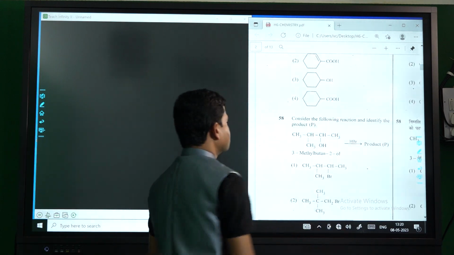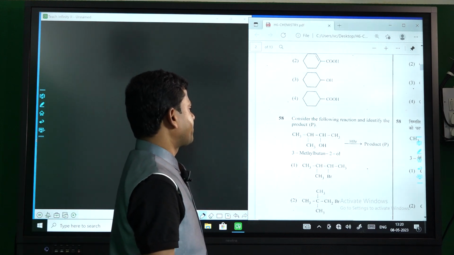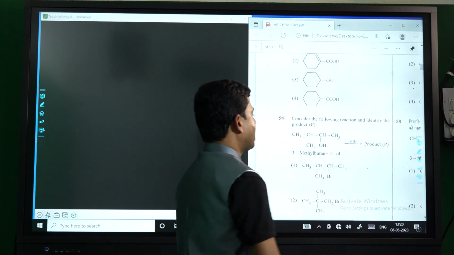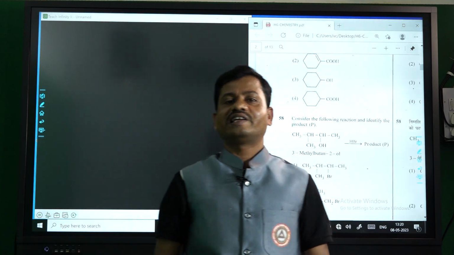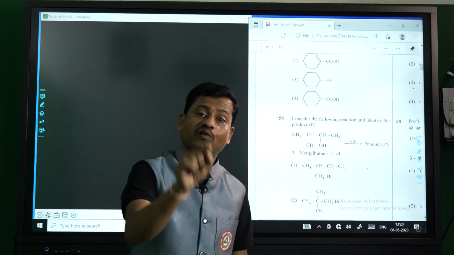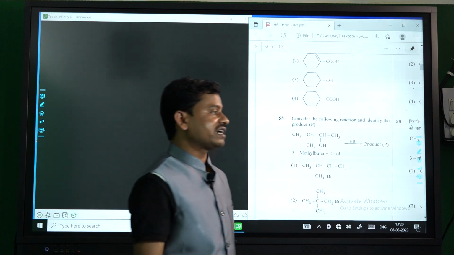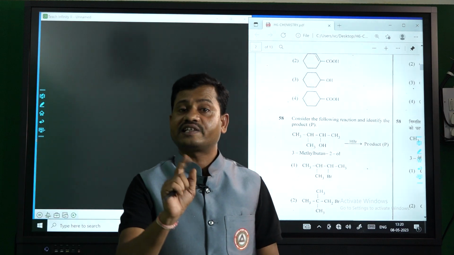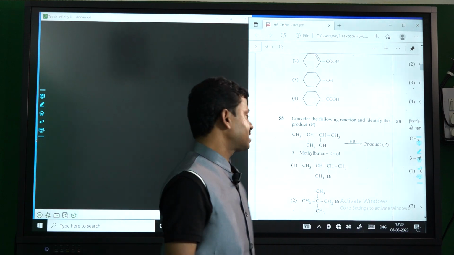So come to question number 58. Consider the following reaction and identify the product. In your question, an alcohol is given and it reacts with HBr. Dear students, remember that the reaction between an alcohol and a halo acid follows the SN1 mechanism, and in the SN1 mechanism a carbocation is formed as an intermediate. And remember that the formation of the stable carbocation is the rate determining step or slow step.